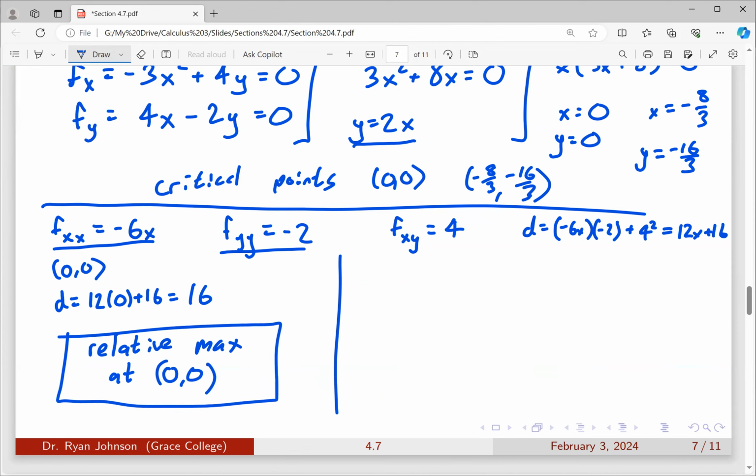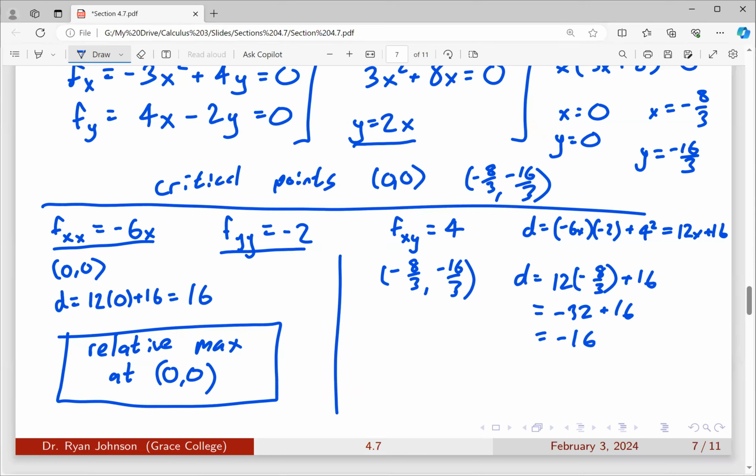Okay. And here, when I've got my other point, negative 8/3, negative 16/3, then D equals 12 times negative 8/3 plus 16. So that's equal to negative 32 plus 16, which equals negative 16. So when D is negative, I have a saddle point. So that means that (negative 8/3, negative 16/3) is a saddle point.